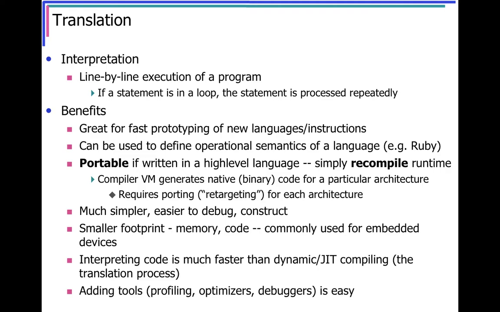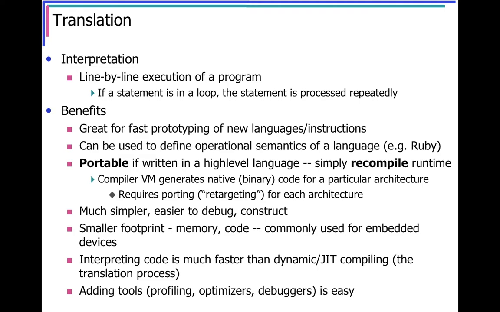An interpreter, on the other hand, since it's written in a high-level language, higher level than binary, a language like C, all we have to do is simply recompile the runtime system, the interpreter itself, for a particular architecture, and now the programs that it's interpreting can run anywhere that the interpreter is. It's really easy to port an interpreter to different architectures.